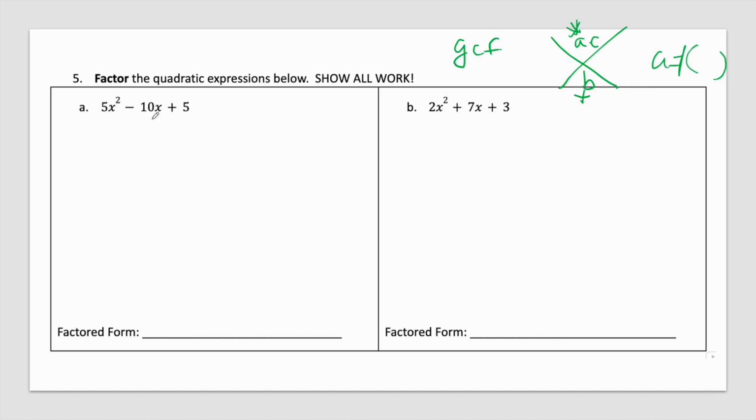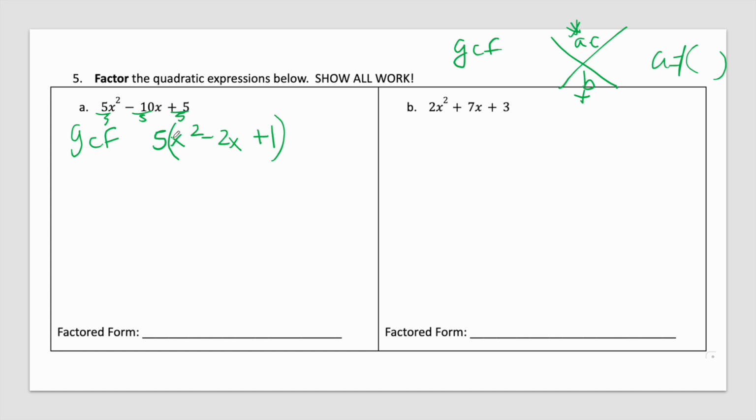This first one, we have 5x squared minus 10x plus 5. I noticed that 5 goes into all 3 of these things, so I do have a GCF of 5, which means that's going to come on the outside of the parentheses, and then I'm going to divide everything here by 5. So 5x squared divided by 5 is just going to be left with x squared. Negative 10x divided by 5 is negative 2x. 5 divided by 5 is 1.